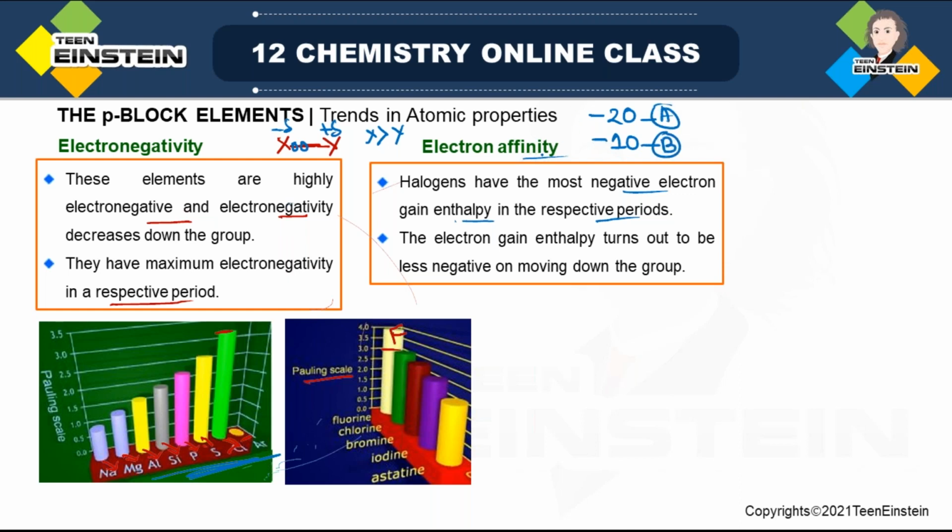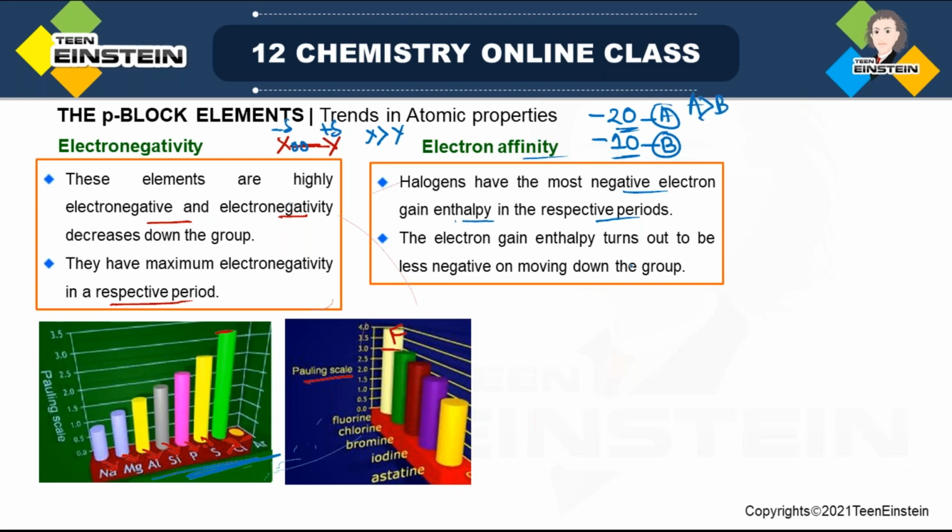That is, minus 20 is the electron affinity value for element A, and minus 10 is for B. Now here we will say that A has more electron affinity than B, because we are focusing only on the numerical value. In case of A, minus 20 kilojoule energy is liberated, but in case of B, minus 10 kilojoule energy is liberated. That means a lesser amount of energy is liberated, so we say the electron affinity of A is greater than B.